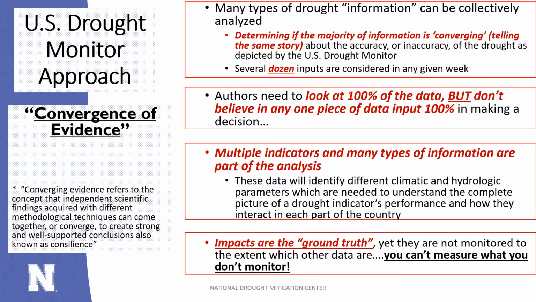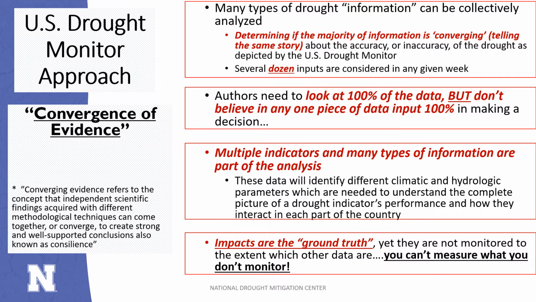In coordination with using data that is placed in the percentile ranking methodology, the U.S. Drought Monitor authors turn to determining how to analyze all of these data. Convergence of evidence approach was developed along with the U.S. Drought Monitor process as a way to look at all the available data side by side and to make sense of it all in a way that was consistent week to week.